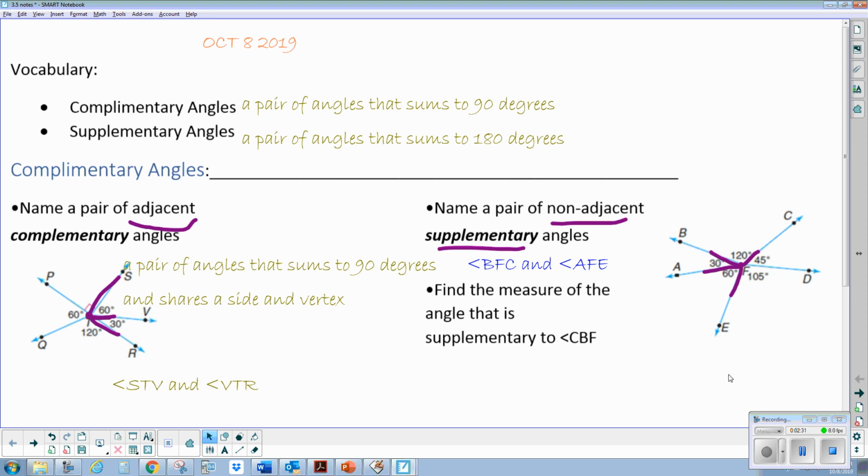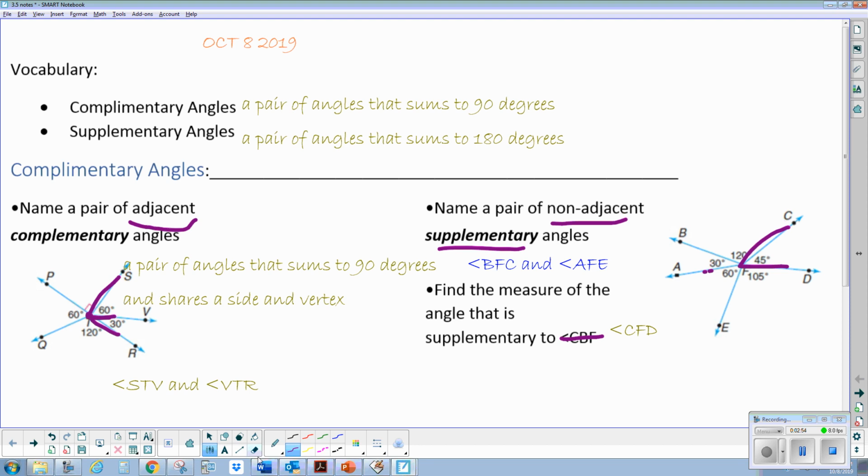And there's a typo here, so let's correct that. I know this is a typo because the center letter has to be the vertex. So let's say find the measure of the angle that is supplementary to CFD. First let's find what CFD is. Here's angle CFD, C to F to D, and that's 45 degrees.